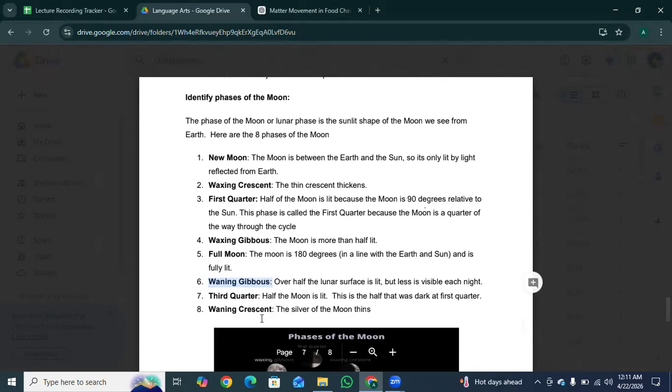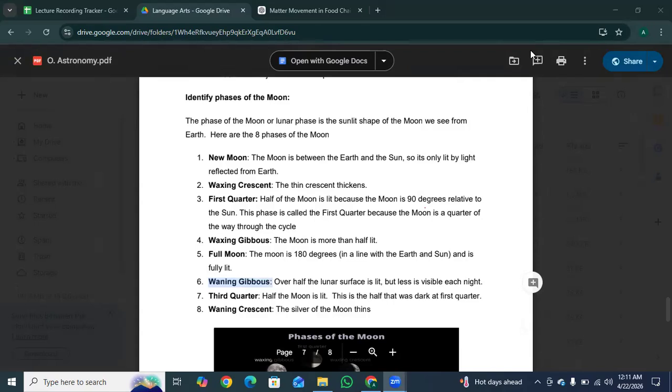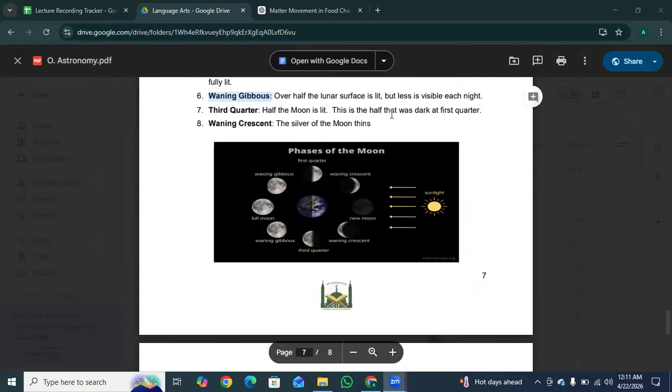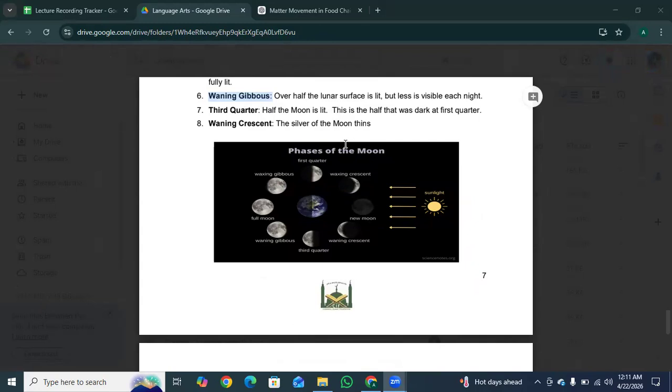And the last one is waning crescent. The silver of the moon thins, like a final thin silver of light before it disappears back into a new moon. Go through this diagram properly so that you can know the phases of the moon.